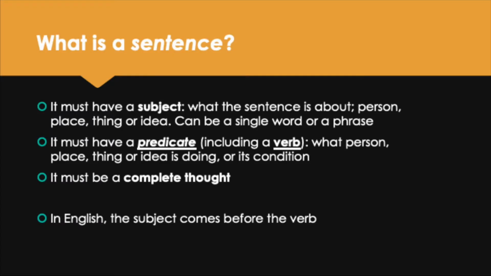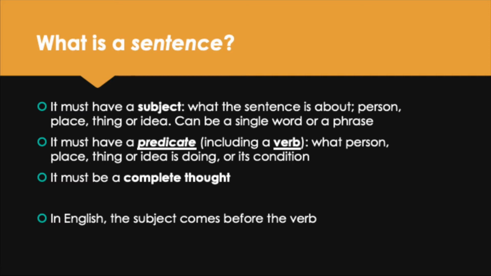So what is a sentence anyway? How do we define a sentence? Well, first it must have a subject. The subject is what the sentence is about. It is the person, place, thing, or idea. In other words, it contains a noun. It can be a single word noun, or it can be a phrase.